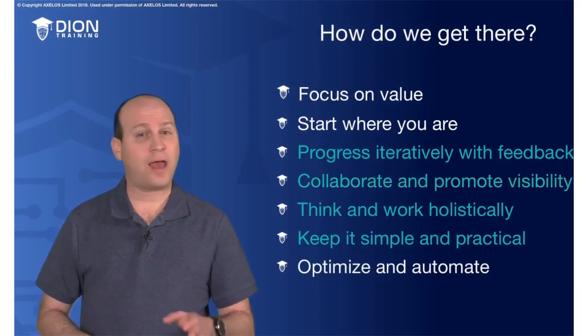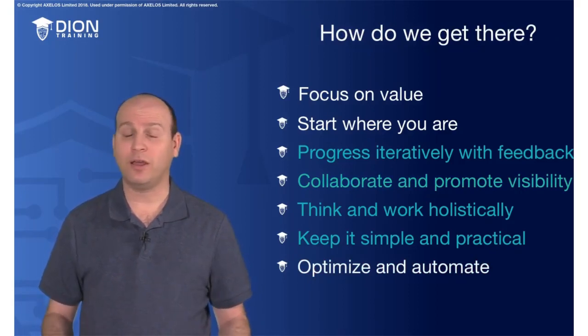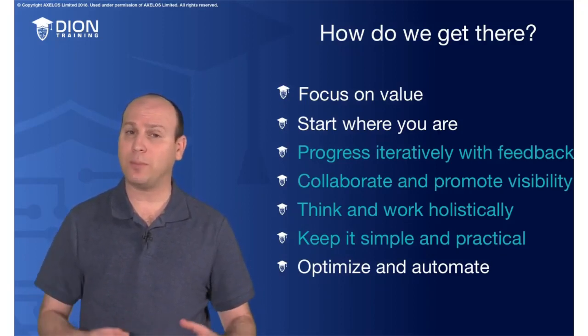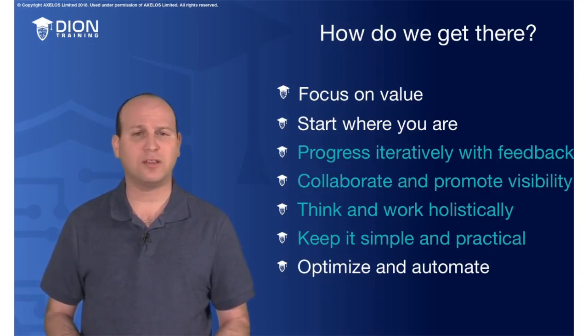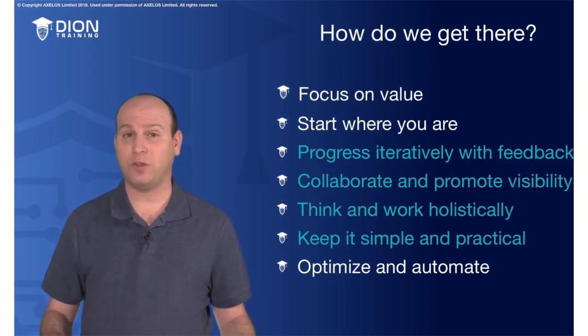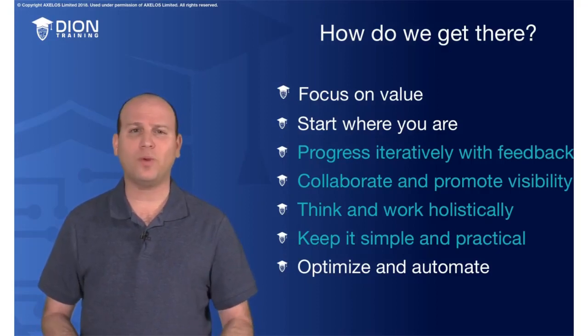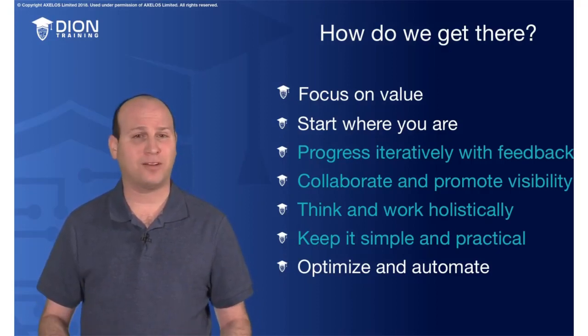In our 4th step, how do we get there? We're starting to plan, right? Well, when we plan, we want to plan to progress iteratively and with feedback. We also want to make sure we're collaborating and promoting visibility of that plan to everybody else. We want to think and work holistically, so our plan is going to affect everyone in the organization properly, and we want to keep our plan simple and practical.